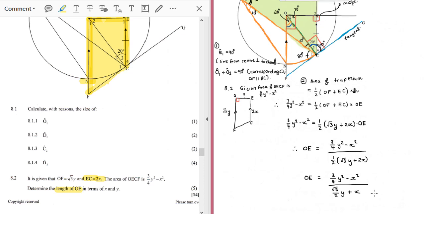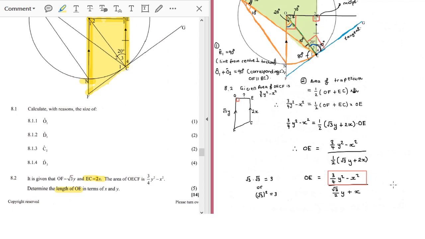Right, so it might look like we are actually done over here. We have an expression for the length OE and it is in terms of x and y, but it is not in its simplest form. Quite difficult to identify this one, but this is actually a difference of two squares. So let's factorize that out.